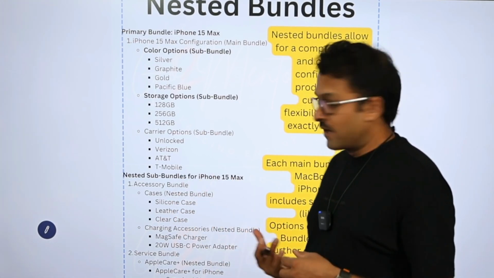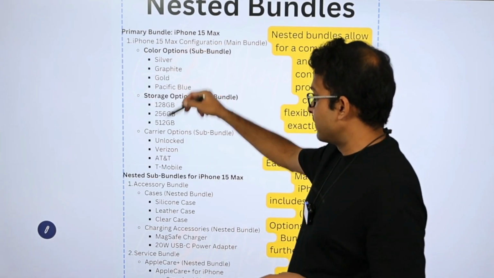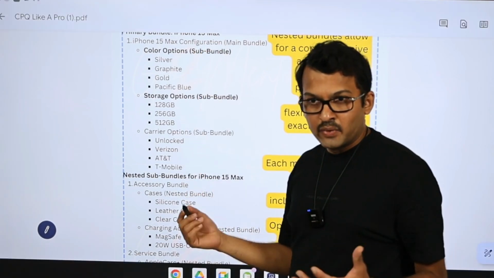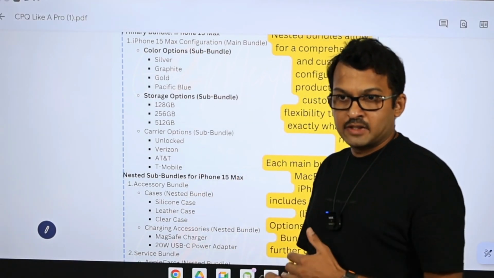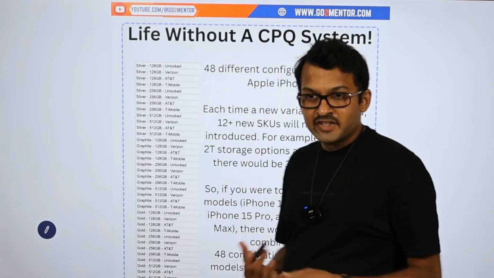Suppose if we did not have CPQ, right? We will just see in a minute. You will have to have multiple lines. So you'll have to have a silver with 128 GB combination, which is currently unlocked, silver with 128 GB with the Verizon network, and so on, right? So you'll have to have multiple product SKUs that will need to be created. So what would happen without a CPQ system, right? If you did not have this concept of bundle, right?